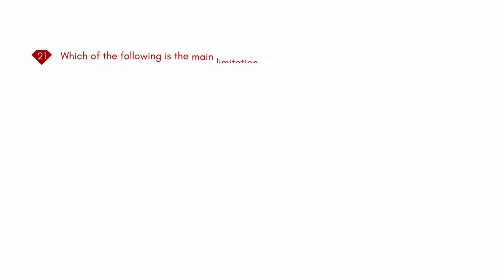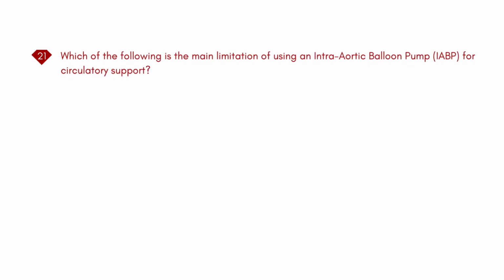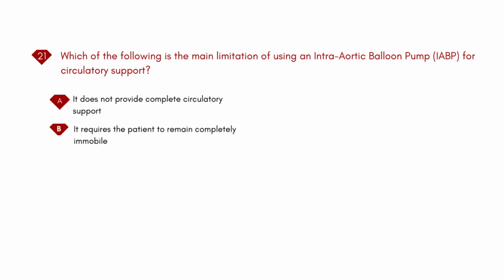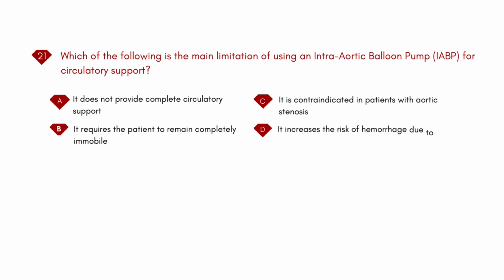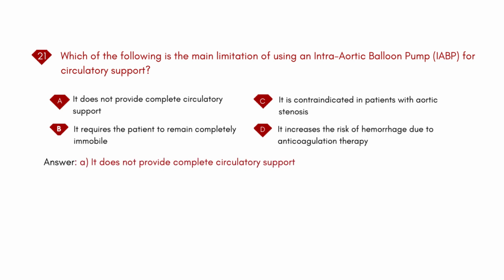Which of the following is the main limitation of using an intra-aortic balloon pump, IABP, for circulatory support? A. It does not provide complete circulatory support. B. It requires the patient to remain completely immobile. C. It is contraindicated in patients with aortic stenosis. D. It increases the risk of hemorrhage due to anticoagulation therapy. Answer: A. It does not provide complete circulatory support.